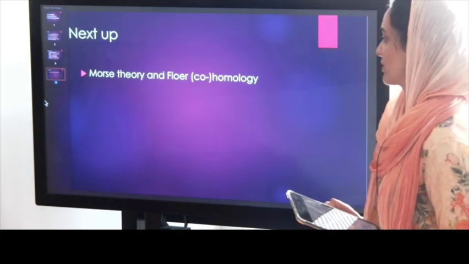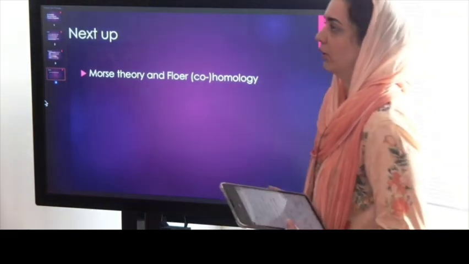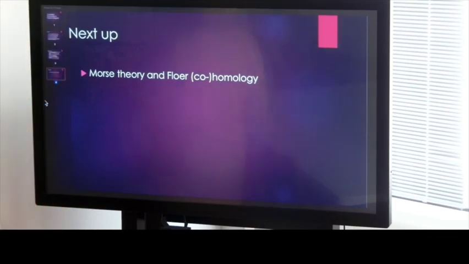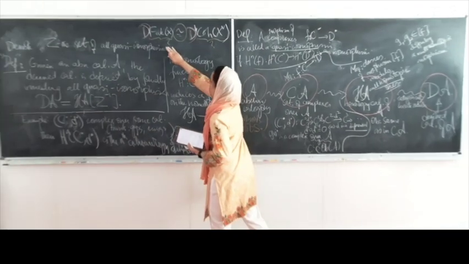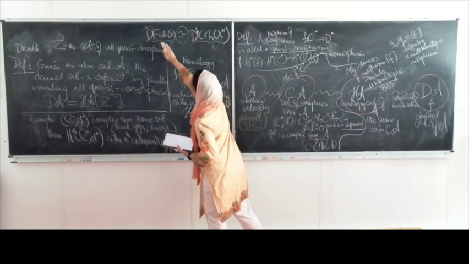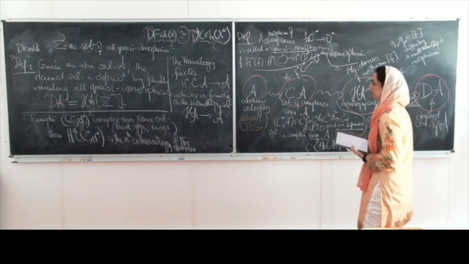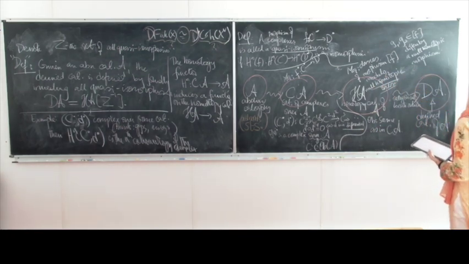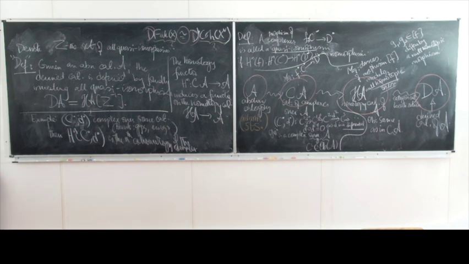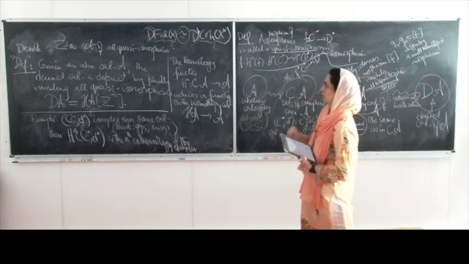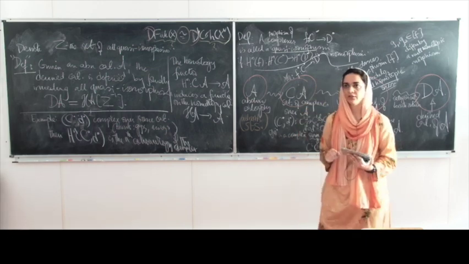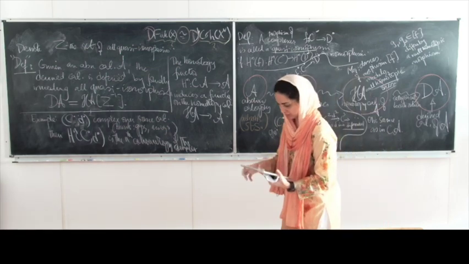Okay, so what's up next? Up next is Morse theory and Floer homology, cohomology, and I need that to define morphisms in the Fukaya category. So just to be able to make sense of morphisms in this category, we need to know what Floer homology is. Okay, and we'll motivate that starting all the way from Morse theory, and then we'll define that as some sort of a generalization of Morse theory. And that'll help us make sense of morphisms in the Fukaya category later. Okay, so that's all for today.